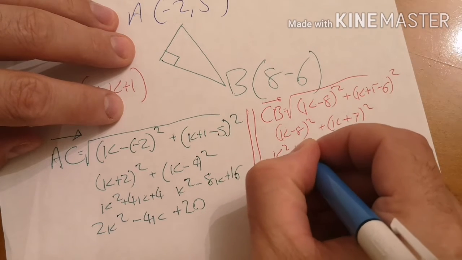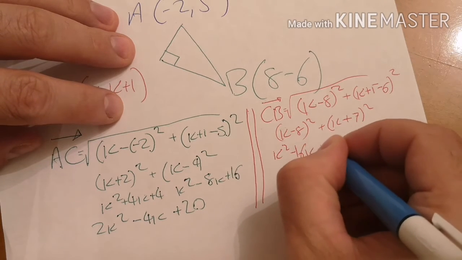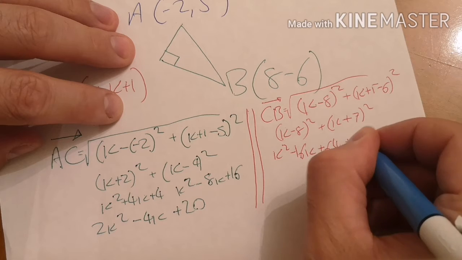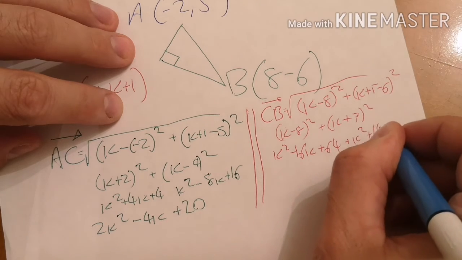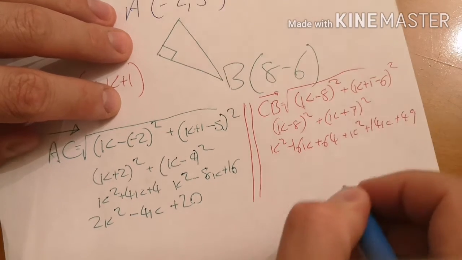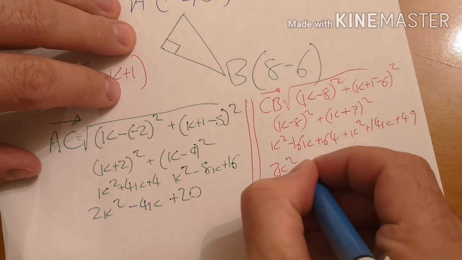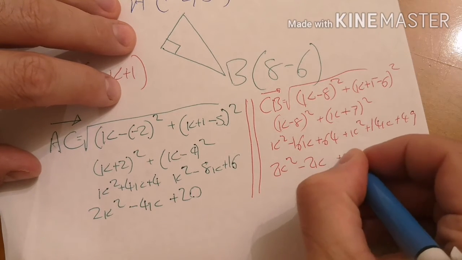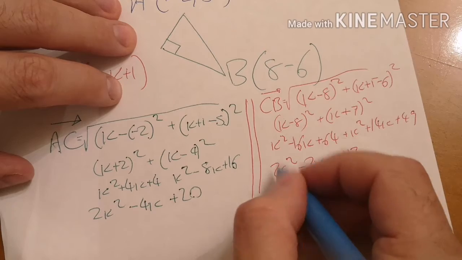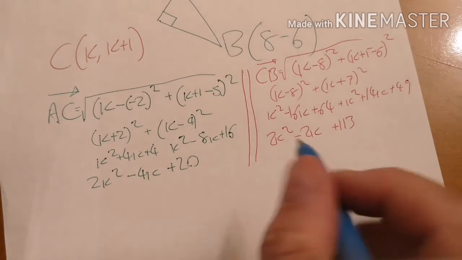I've got k² − 16k + 64. And this one here is going to be k² + 14k + 49. Let's put all my like terms together. I've got 2k² − 2k + 113. And again, that's all going to be square rooted, but I'm just not going to write it.